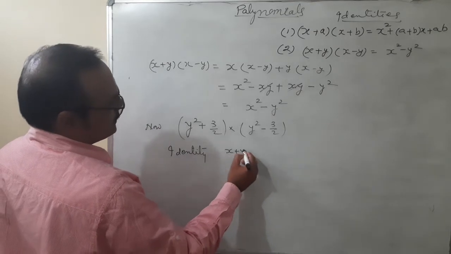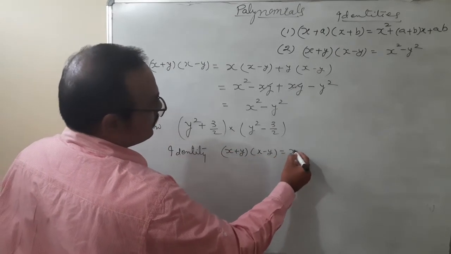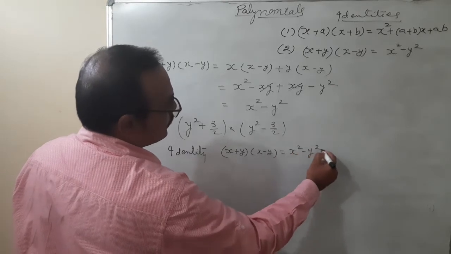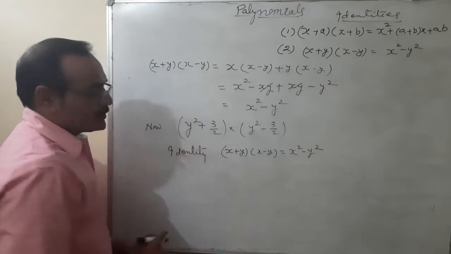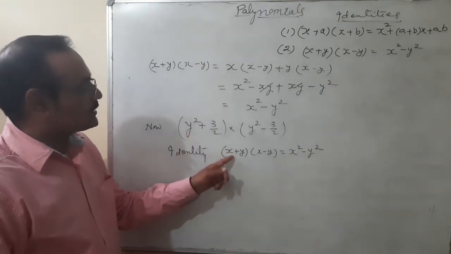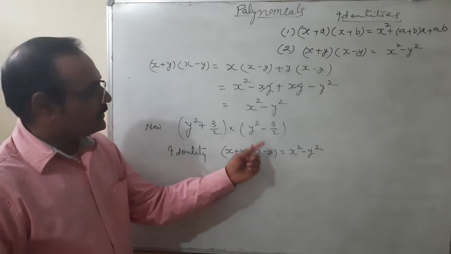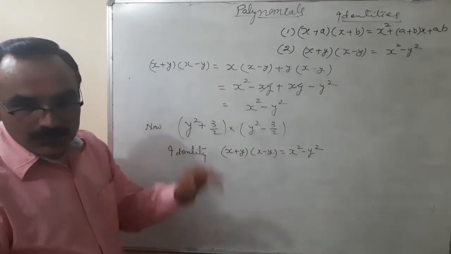(x plus y)(x minus y) is equal to x square minus y square. Right? First we compare the terms. In the first bracket you can see there are two numbers, sign is plus. In the second bracket there are the same two numbers, sign is minus. That means this identity can be used.